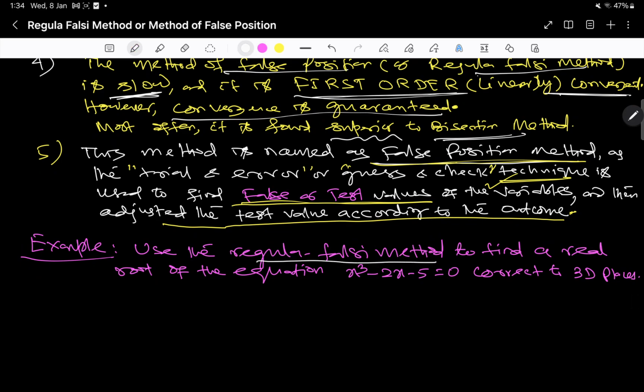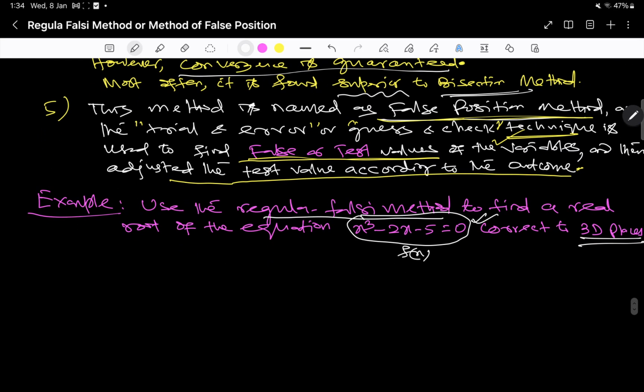Use the Regula Falsi method to find a real root of this f(x), correct to 3 decimal places. The same problem we have solved by the bisection method in our lecture 1. Now coming to the solution, let f of x be equal to x cube minus 2x minus 5.